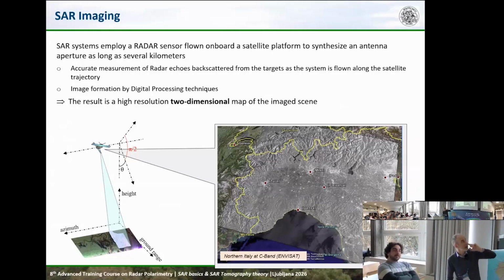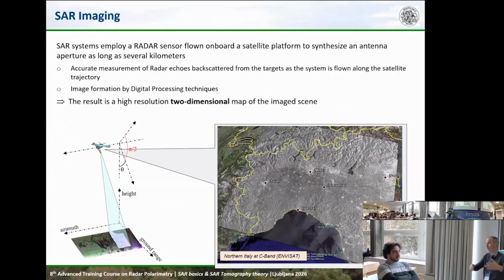This is an ENVISAT image of northern Italy. And it's a high resolution. By high resolution, I mean a few meters. So this is amazing.